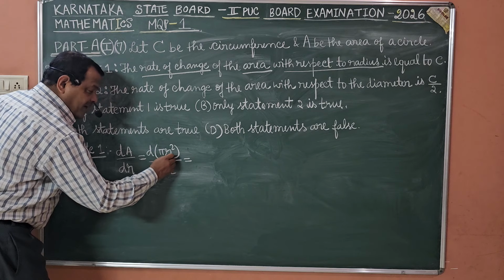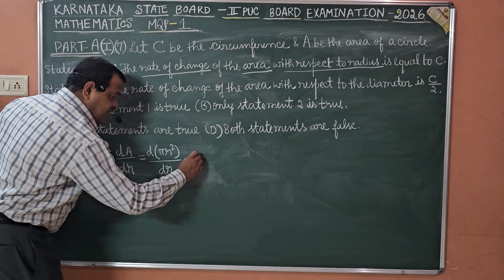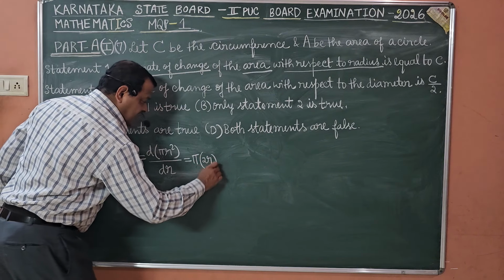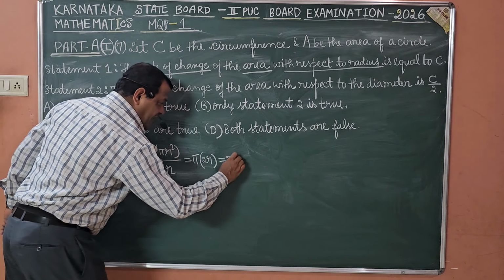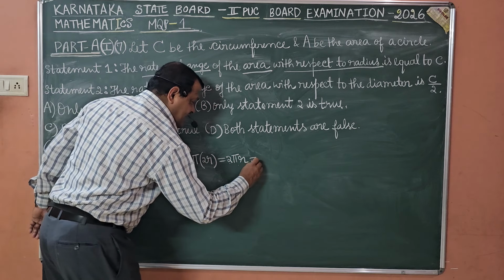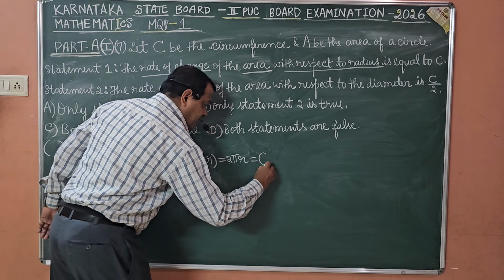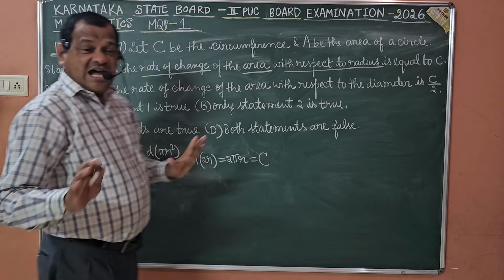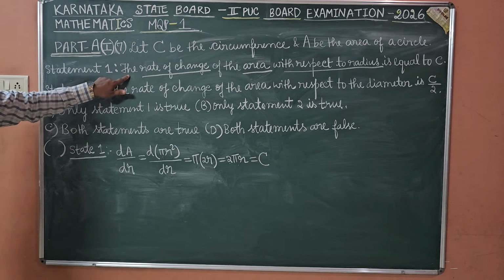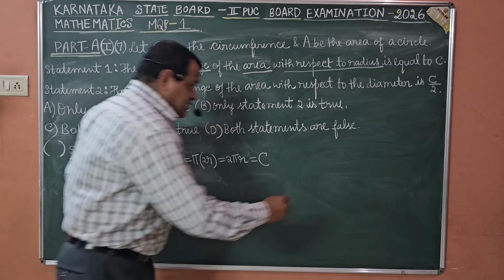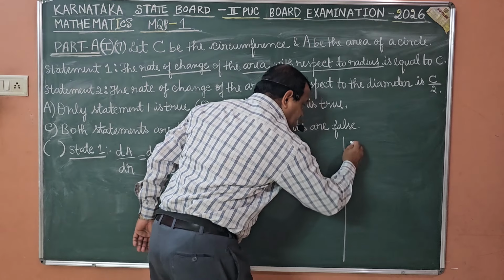Therefore, differentiate pi r square with respect to r. Pi into differentiation of r square with respect to r, therefore 2 pi r. And we know 2 pi r is nothing but the circumference C. That is what they have given. Therefore, it looks like statement 1 is true. True statement.